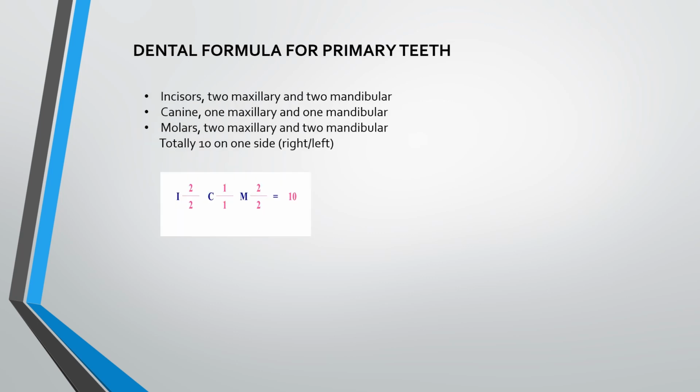Let's look into the dental formula for primary teeth. Incisors, 2 maxillary and 2 mandibular. Canine, 1 maxillary and 1 mandibular. Molars, 2 maxillary and 2 mandibular. So in total there are 10 teeth on one side.